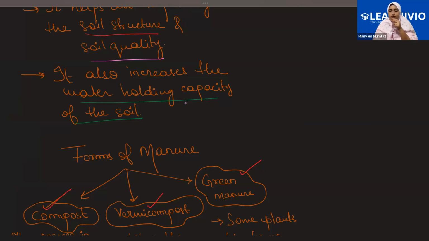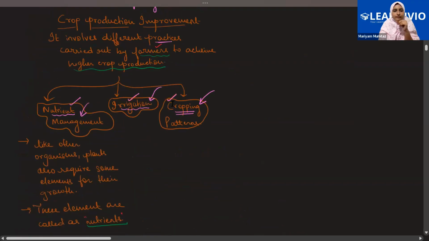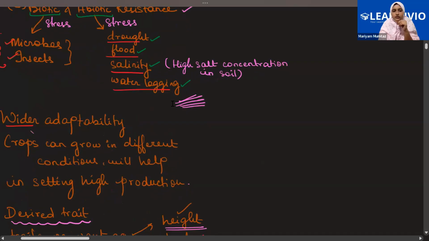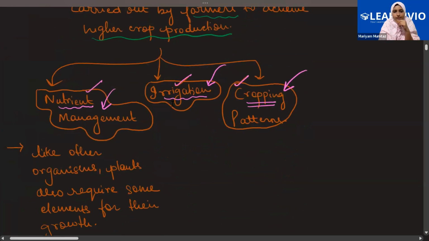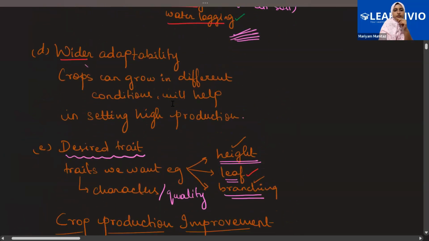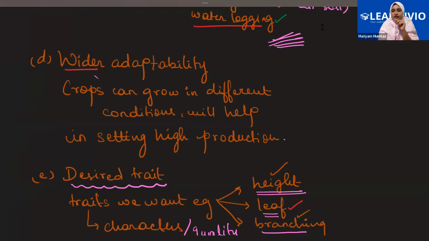All right, so tell me, what were we doing in the previous class? What is the last thing that you have written? Ma'am, the last thing we have written is biotic and abiotic resistance. Okay, so we have to write from wider adaptability. And up till where have I taught you? Ma'am, till there only. Okay, till there.